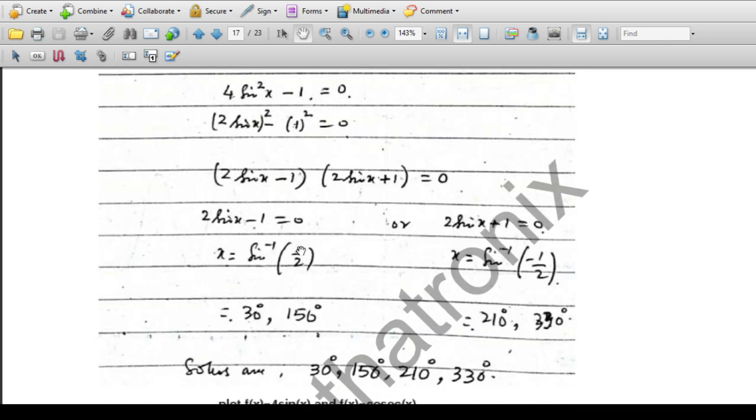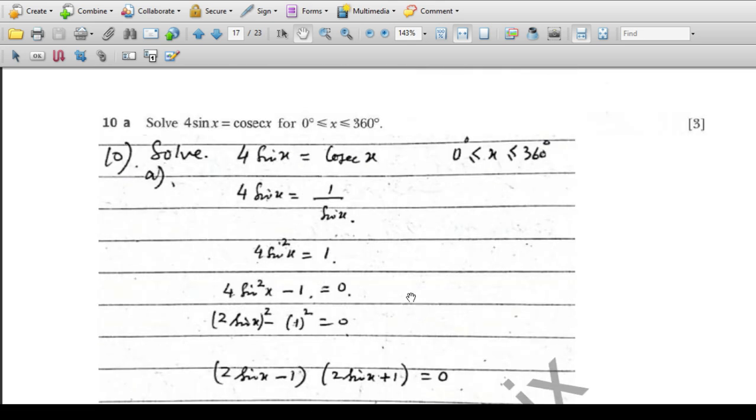So this positive half exists or lies in quadrant 1 and quadrant 2. Sine is positive in quadrant 1 and quadrant 2, and sine is negative in quadrant 3 and quadrant 4. So we can see that this half value is 30 degrees and 150 degrees. So x is obtained as 30 degrees and 150 degrees. From minus half we have 210 degrees and 330 degrees. So we can write down in a sequential way: 30, 150, 210 and 330. These are the solutions for this equation.